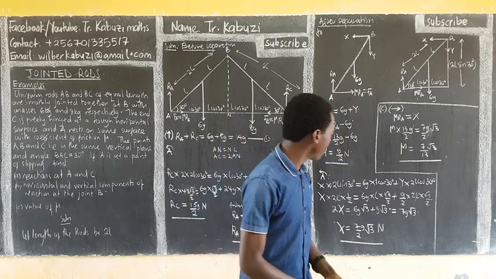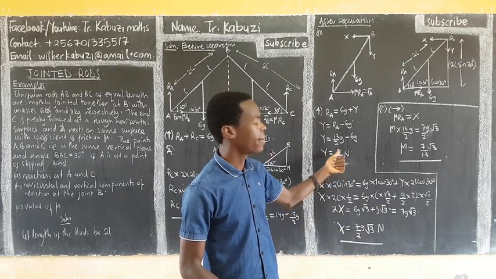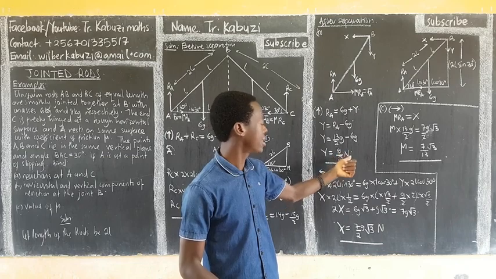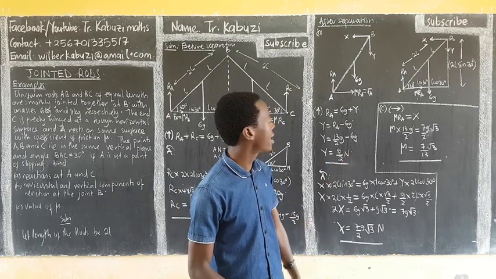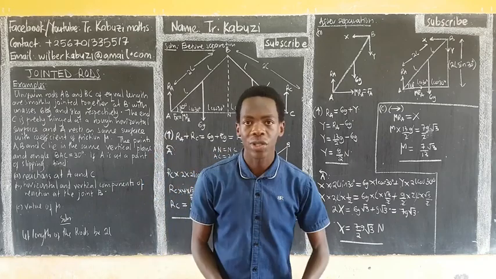So that's it, members. Now this g, you can remove by putting 9.8. Then you get the answer there. The same way, you also get the answer there. So that's it. I wish you well.